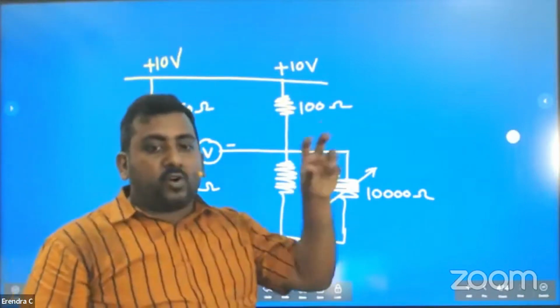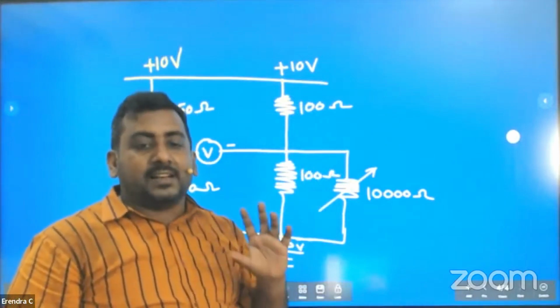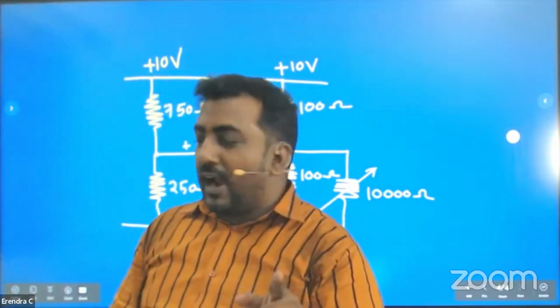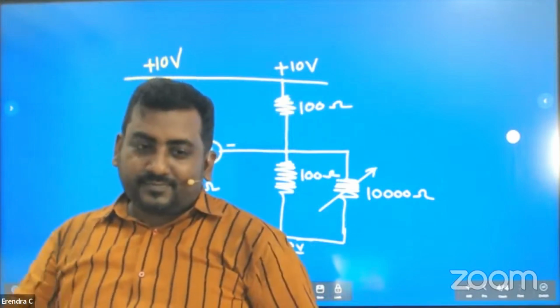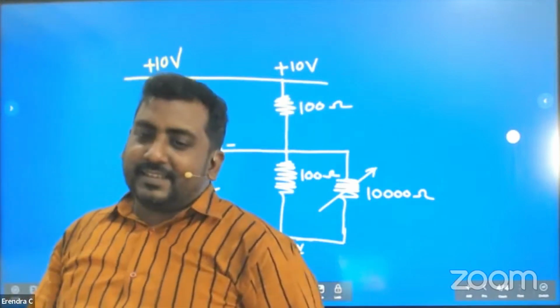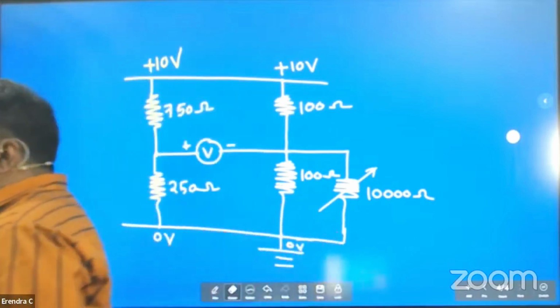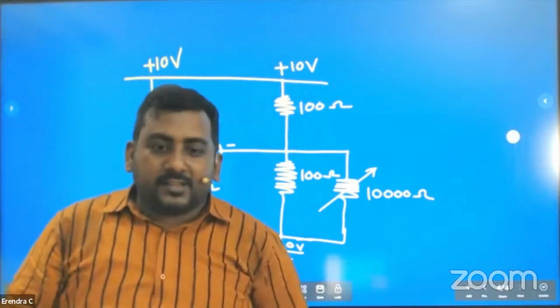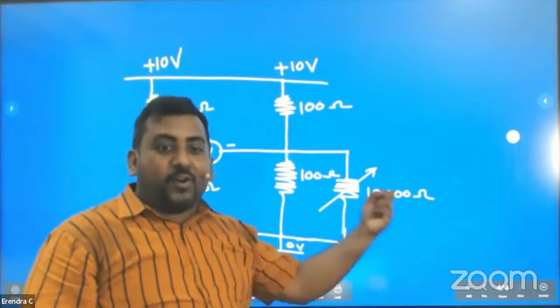1 over 100, 1 over 10,000. Who is bigger? 1 over 100 or 1 over 10,000? Quickly tell me. Which one? So which one is larger? 1 over 100 is larger. Very good.